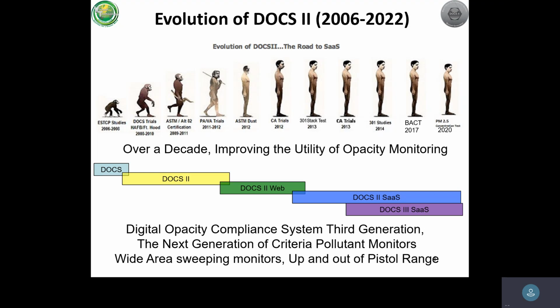So we still have the same tolerance levels, plus or minus 15% on any one read, 7.5 over the set. But we also are very, very consistent. The other thing that we've done in this next generation, Docs 3, is that we're speciating out the criteria pollutants in that plume, and we're able to tell you by concentration.